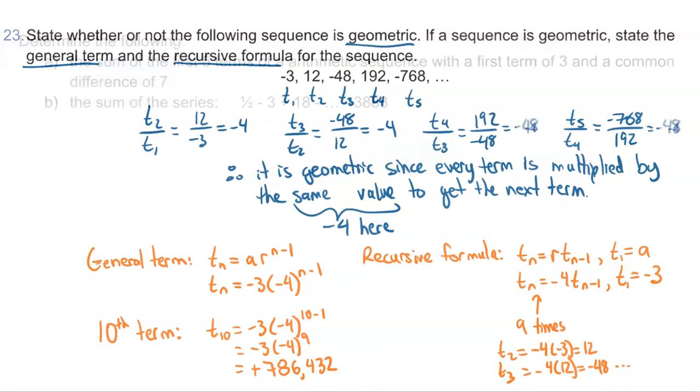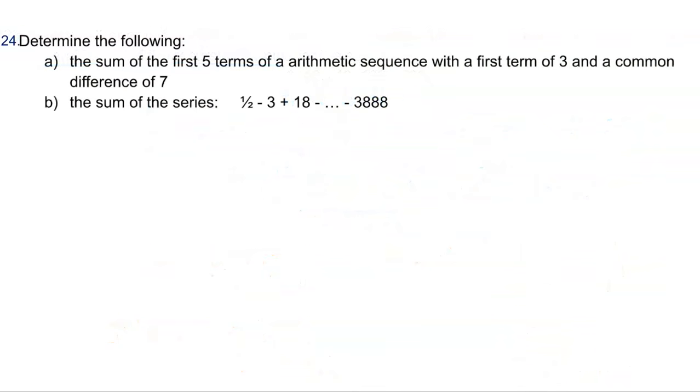Determine the following: the sum of the first 5 terms of an arithmetic sequence with a first term of 3 and a common difference of 7.